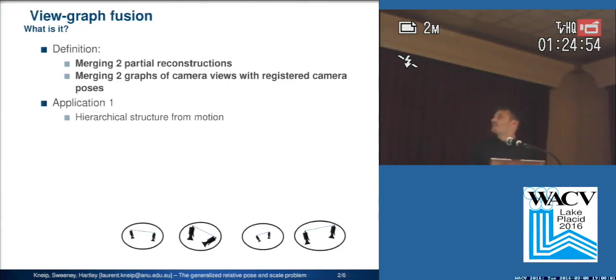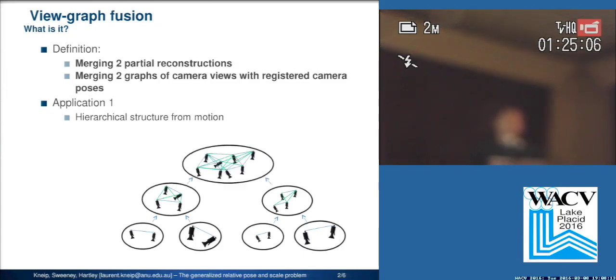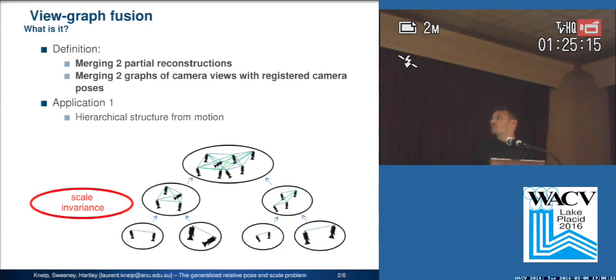So this is a fundamental problem in geometry, and it has many applications. One of them is hierarchical structure from motion, where different seed graphs are fused together, and it serves as an initialization for a large scale structure from motion problem, which is quite relevant. The main problem here is that each of these seed graphs has a scale invariance problem.